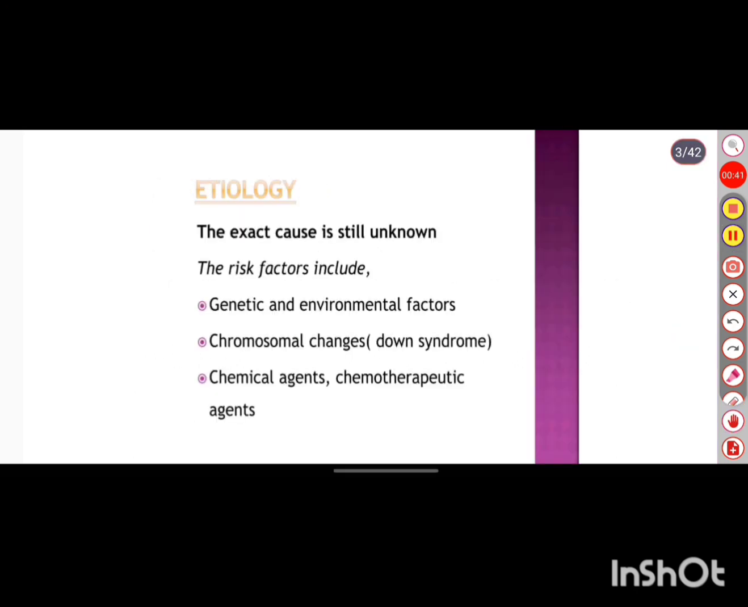Next we will discuss about the etiology. Although the exact cause is not known, the risk factors will usually include genetic and environmental factors, chromosomal changes, for example, Down syndrome, any exposure to chemical agents, and sometimes when chemotherapeutic drugs are given, it can also be one of the risk factors for getting this type of malignant disorders affecting the blood cells.